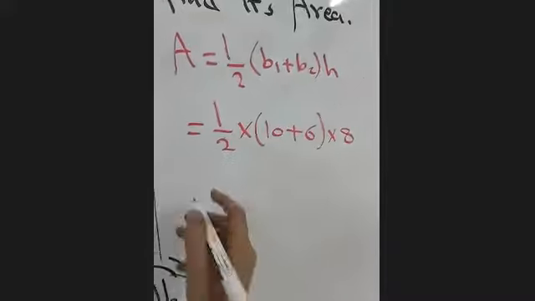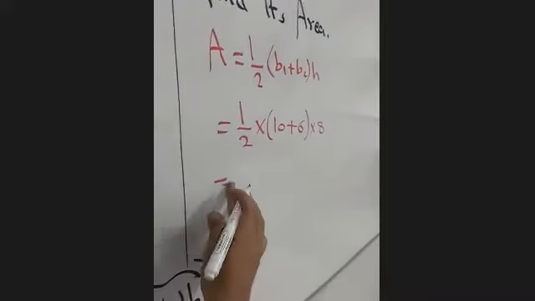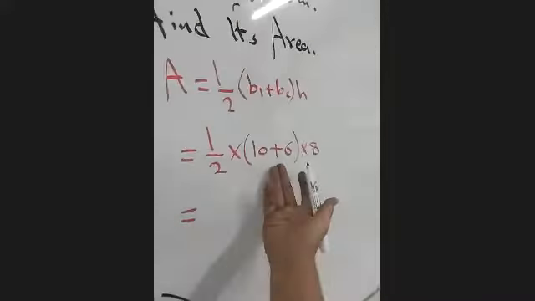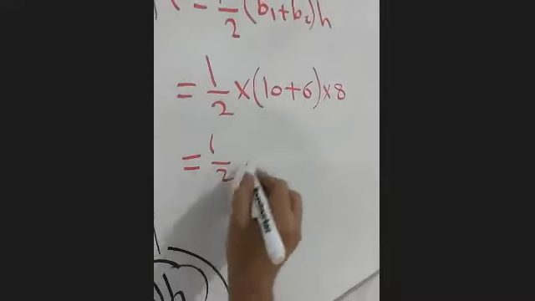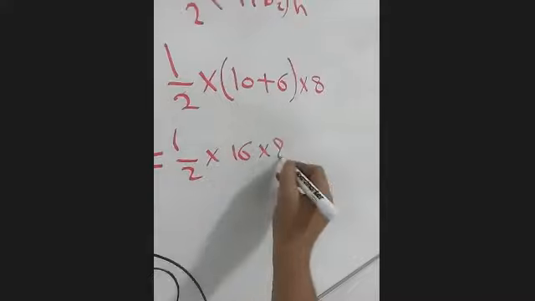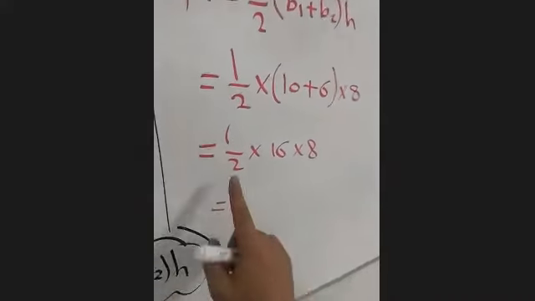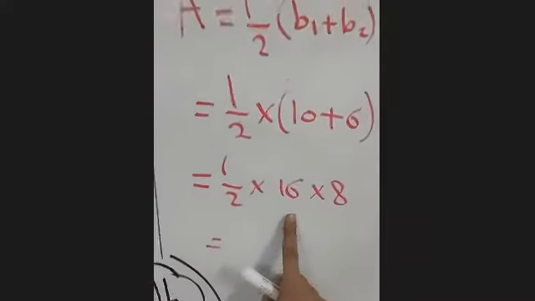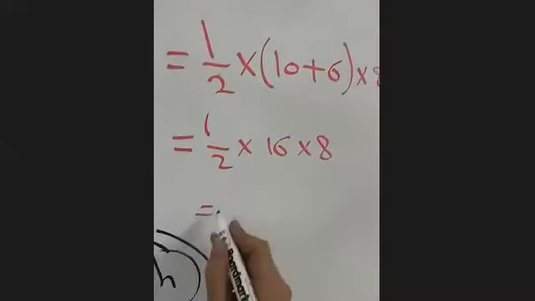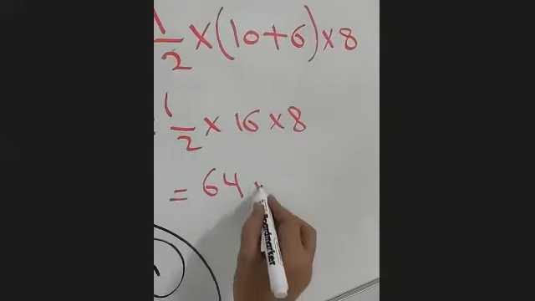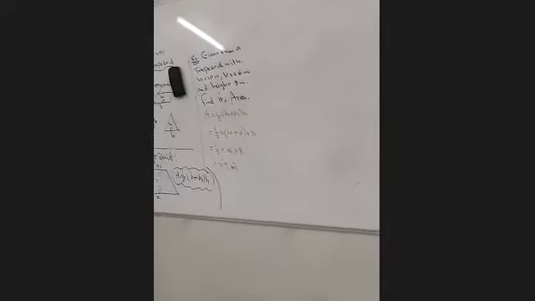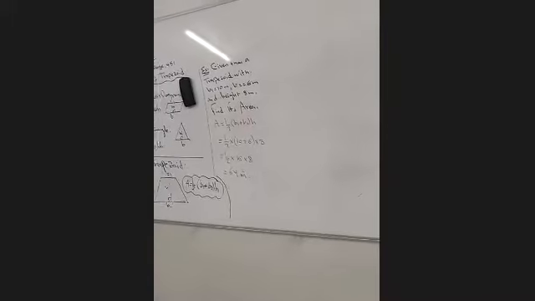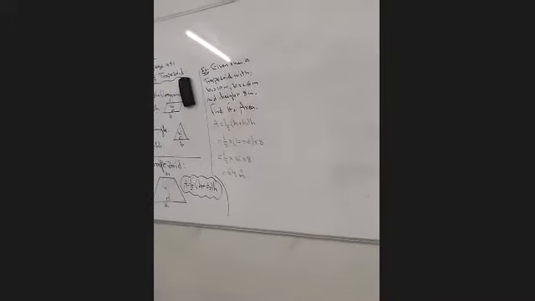In the numerical expression, in order of operations, the first thing we do is the bracket. 10 plus 6 is 16. So half multiply 16 multiply 8 equals: half of 16 is 8, multiply 8, 64 meter power 2. This is the area of the trapezoid.